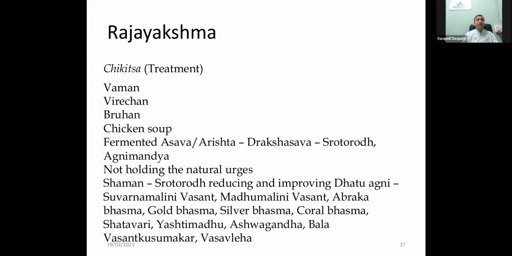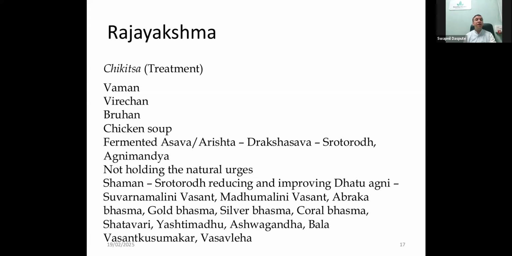Fermented asava arishta are to be given in order to ignite the Jatharagni. These are fermented, so self-generated alcohol is there. So medicinal fermented liquids or medicinal wines is what they call it.